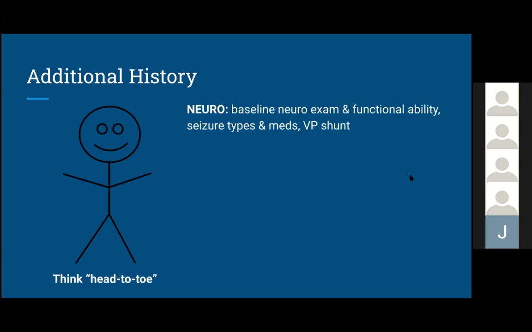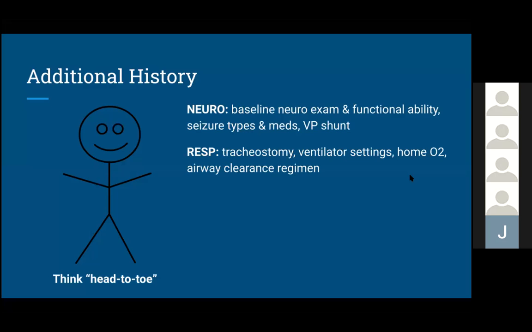So from a neuro perspective, we think about asking about a baseline neuro exam and functional ability. I think this is really important. Even just last week, we had a young adolescent female admitted to peds with developmental delay, and nobody realized that her current baseline of being nonverbal was miles from the mild developmental delay she had. So her care got really delayed because of that gap. And so really getting a sense of what is their baseline and are they at their baseline or not is really critical. Seizure types, as well as medications or VP shunts many of these patients have, which we'll talk about more in a future lecture.